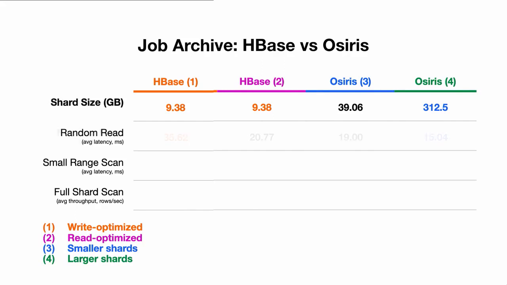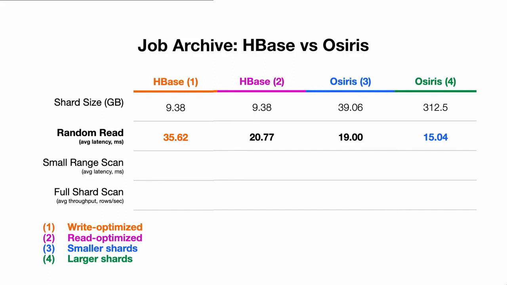Random reads are 35.62, 20.77, 19.00, and 15.04. The first performance test we ran was the random read latency test, or basically, how long does it take to get one value out of the key value store for a given key? What we'd expect is that the read optimized HBase would be faster than the write optimized HBase, and that's what we see. It's about twice as fast. What we can also see is that Osiris is faster for both use cases, and encouragingly, it's actually even faster for our large shards.